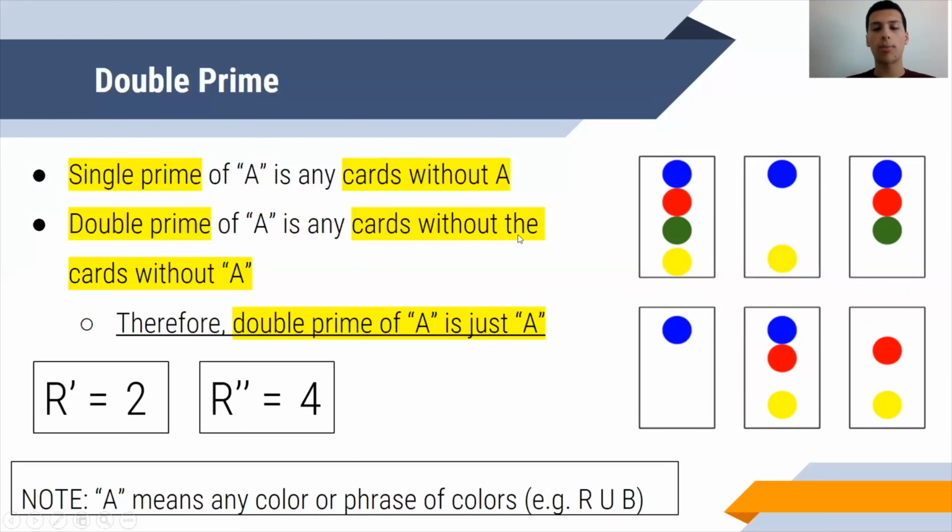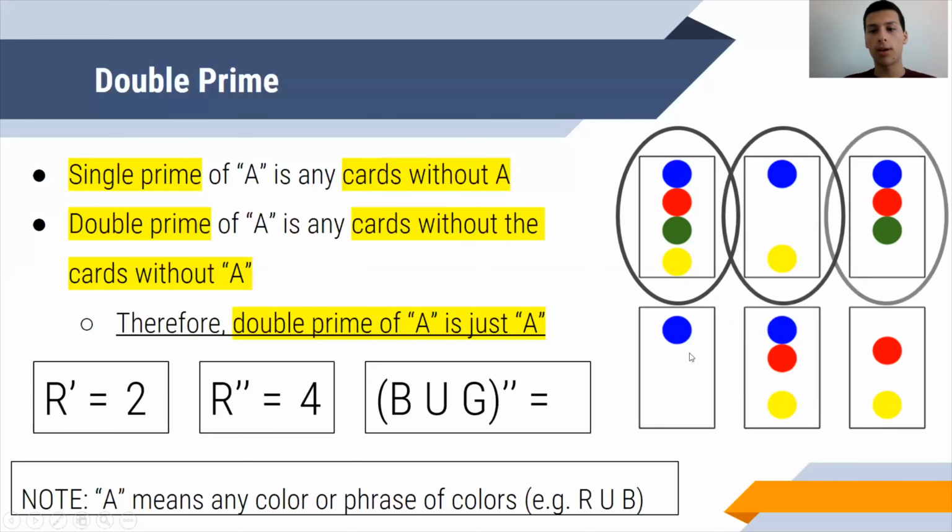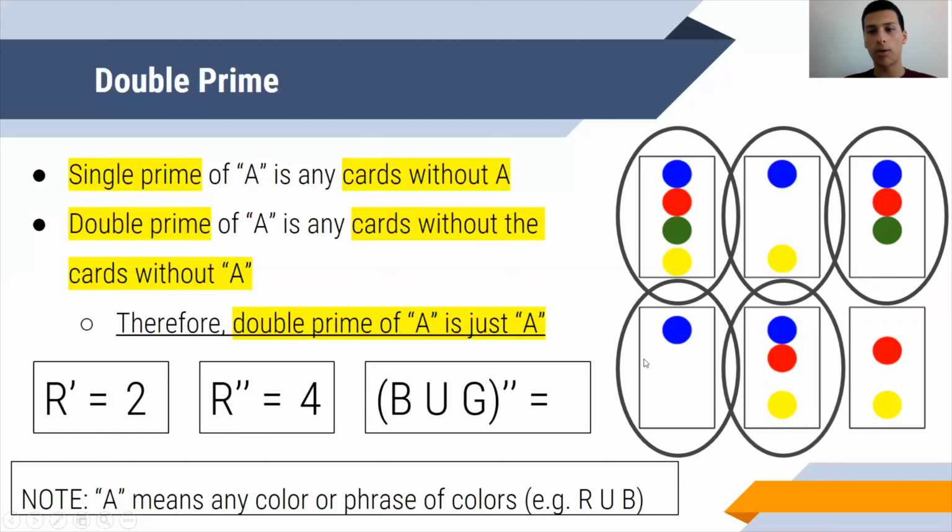So let's look at another prime prime example, blue or green prime prime. So we know that 2 primes keeps the phrase exactly the same. So this is going to be blue or green. And we see 1, 2, 3, 4, 5 cards either have blue, green, or both. So the answer to this one would be 5.